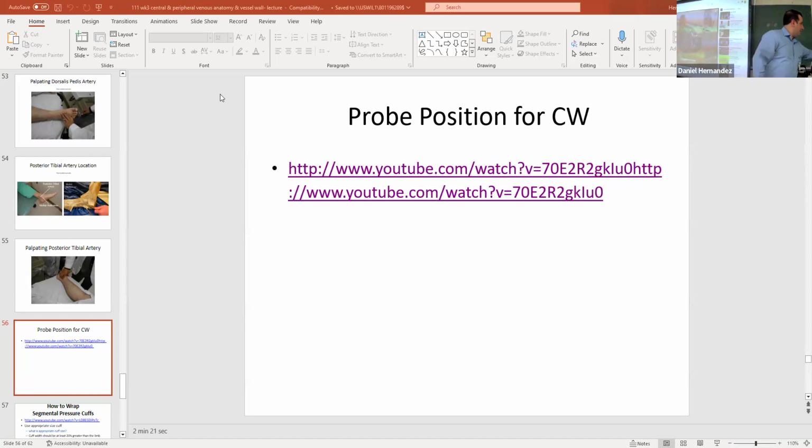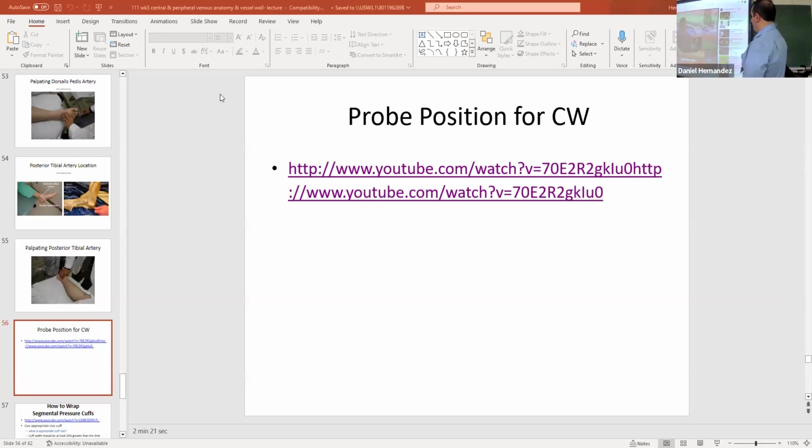Hi, my name's Rob Daigle, and I'd like to do a brief demonstration here of the appropriate Doppler positioning for continuous wave Doppler that's used for acquiring blood pressures at the ankle or segmentally. Now, this again is a continuous wave Doppler, 8 megahertz transducer. We're going to evaluate the posterior tibial artery, just below the medial malleolus with a good blob of gel.